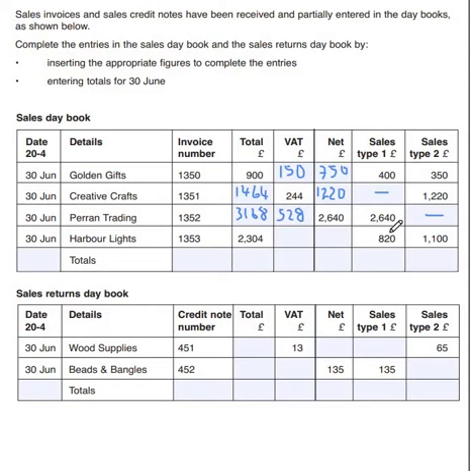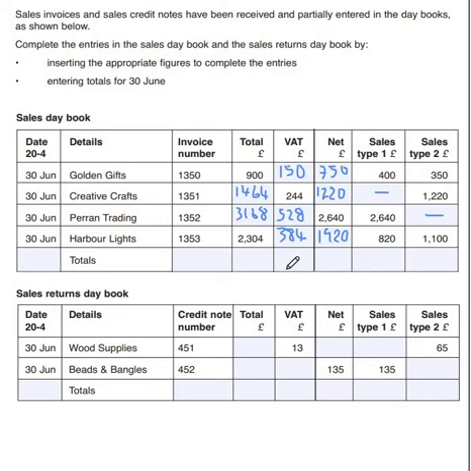Next one we're looking at is Harbour Lights. So Harbour Lights have sales type 1 and type 2, so we add these two together to give us our total net, which is 1,920. We work out what the VAT is on 1,920 and it comes to 384. And then if we add those two together to make sure that it comes back to our 2,304, and we know we've got it right.